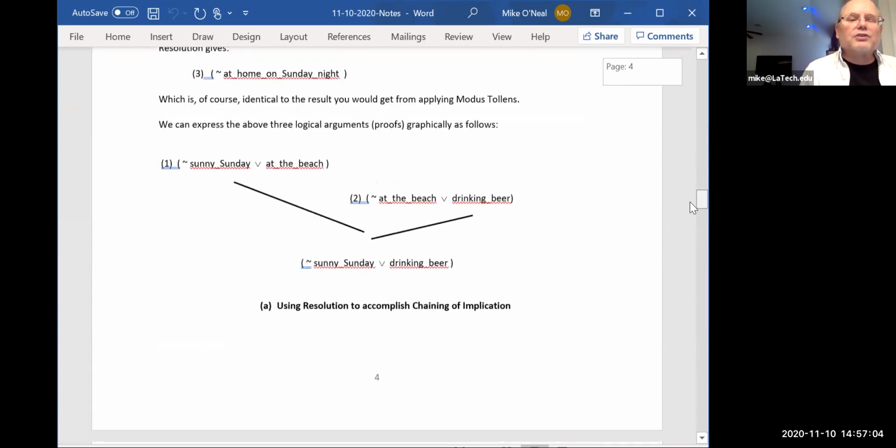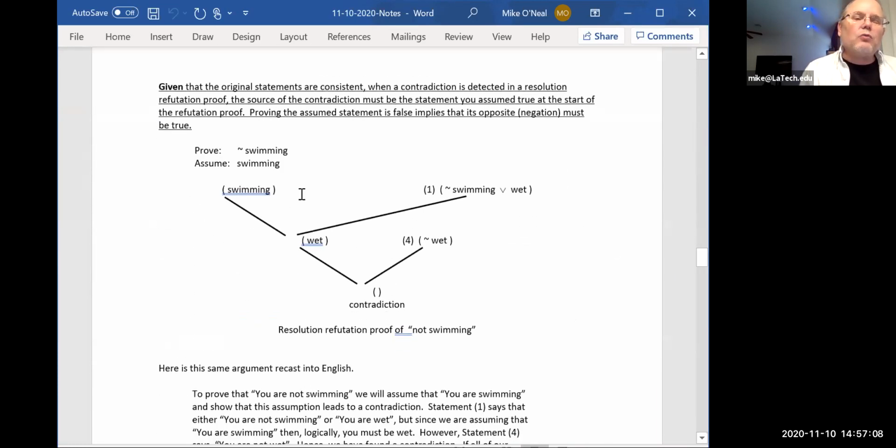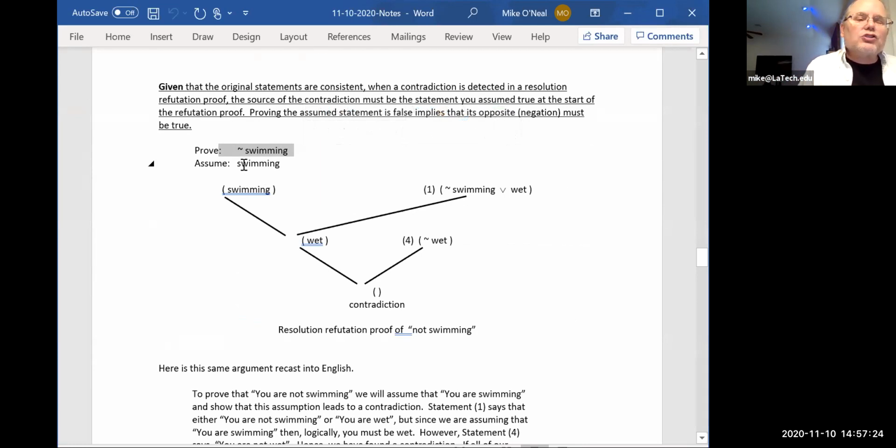let's redo that with the resolution refutation proof. So I want to prove that I am not swimming. Okay? That's what I want to prove. Since I'm going to do a proof by contradiction or a refutation proof, I'm going to refute something. I'm going to make an assumption and I'm going to refute it. Okay? I will assume that I am swimming.